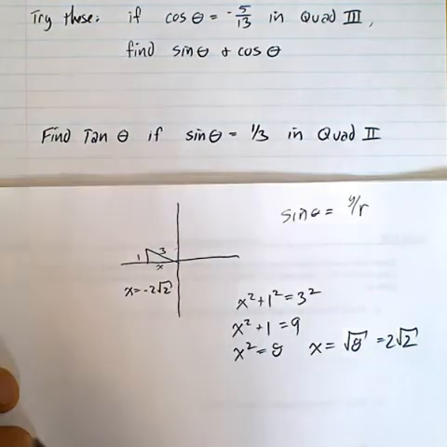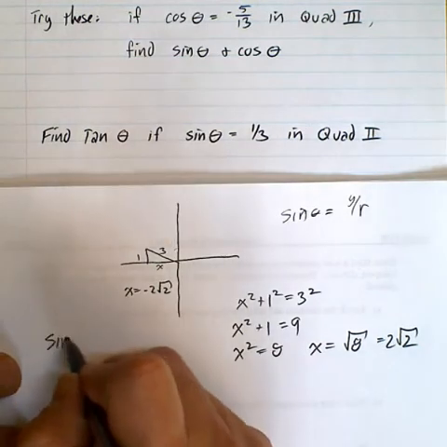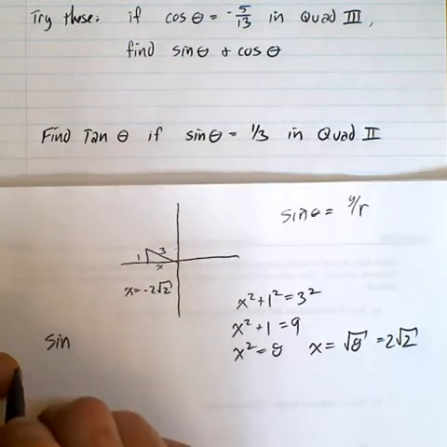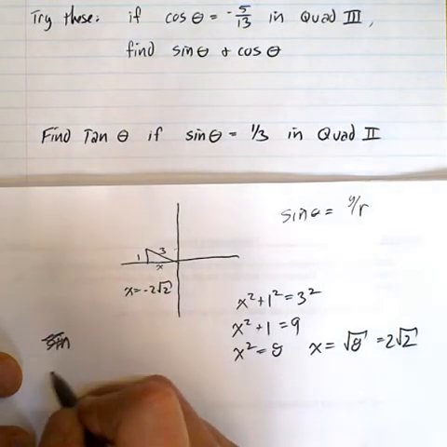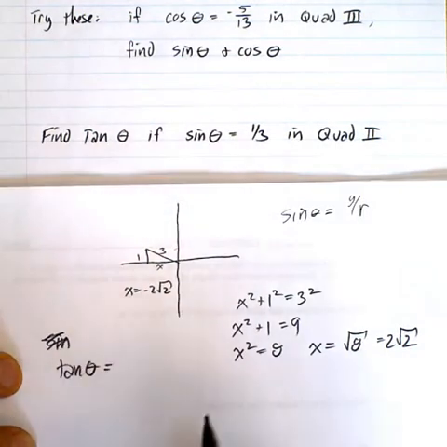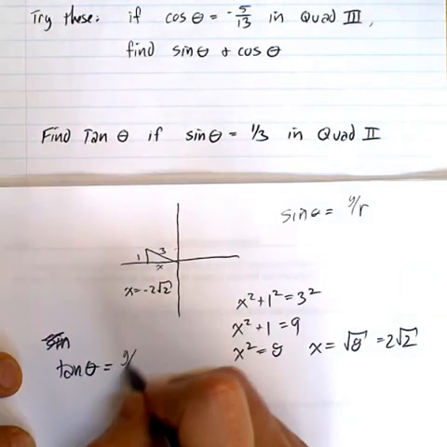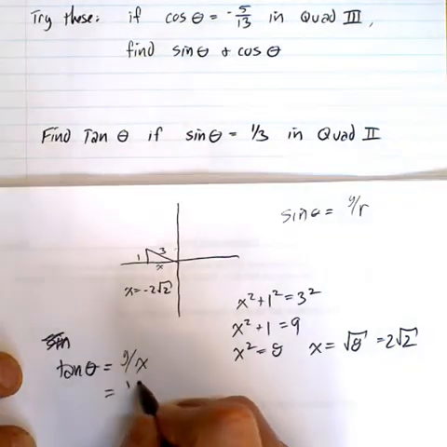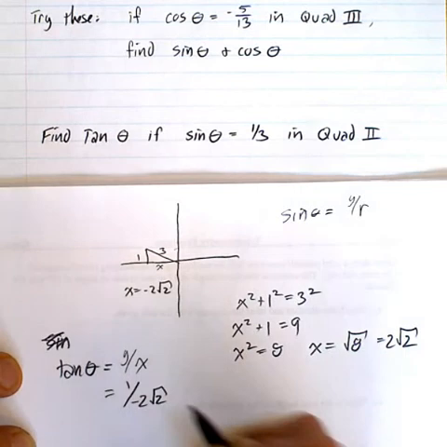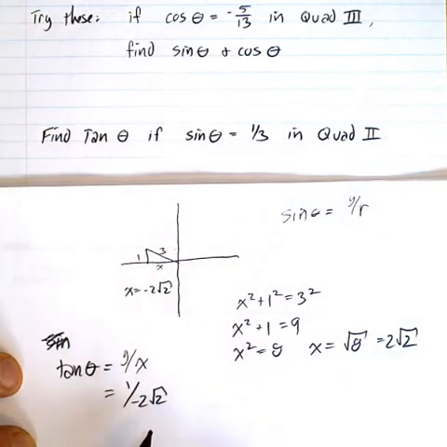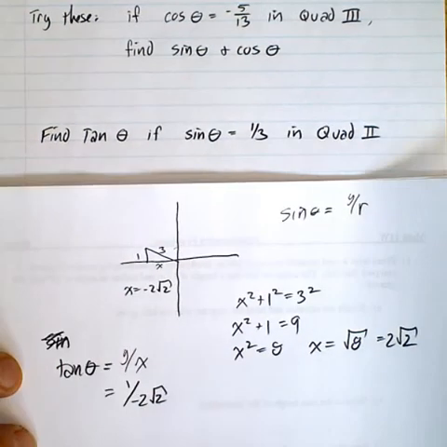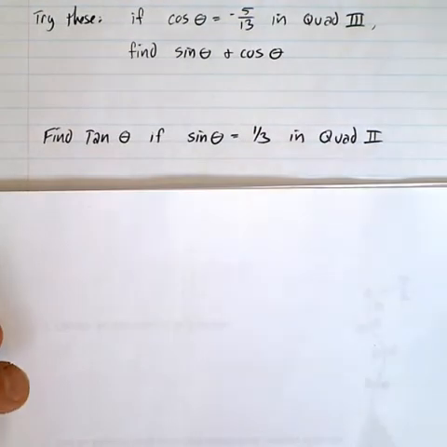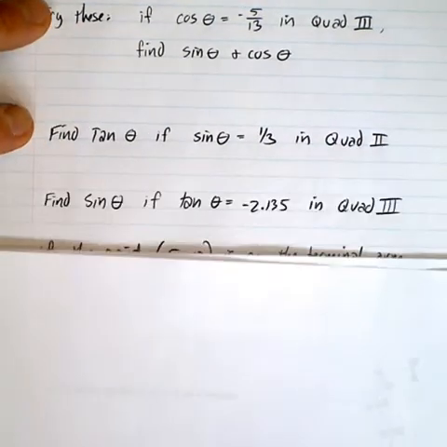So we're looking for tan theta. So tan theta is equal to y over x. In this case, it's 1 over negative 2 root 2. And that would be the answer for this second question. I think there's a couple more under here. Let's have a look. Yes, there is.